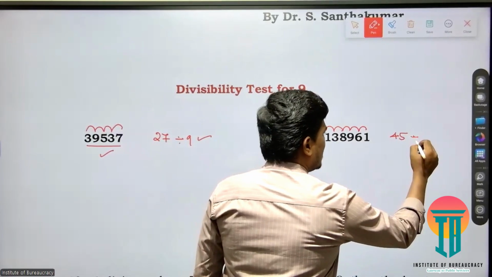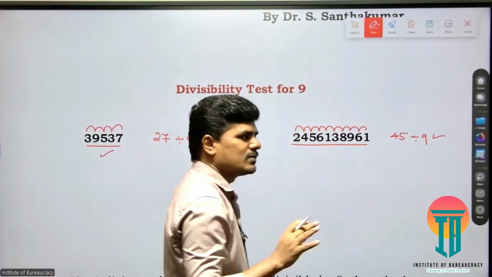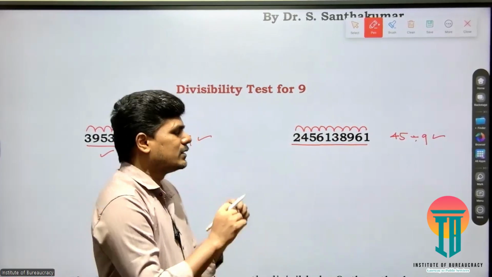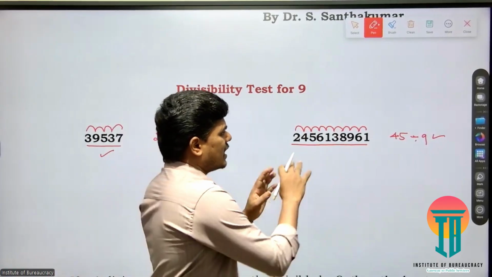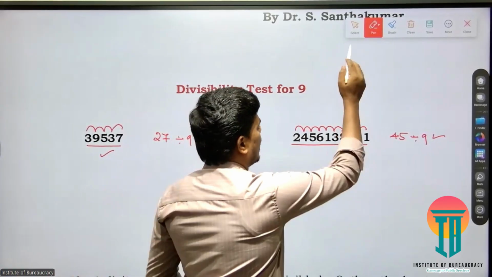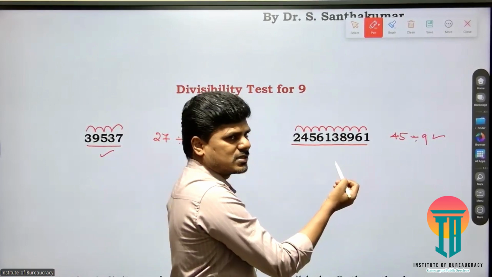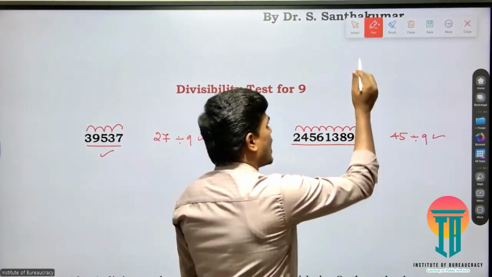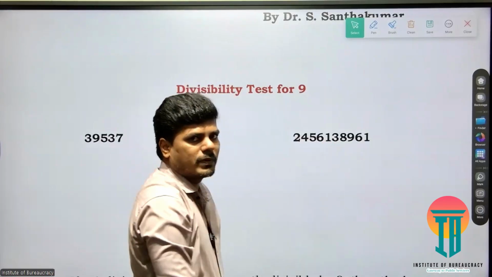45 is divisible by 9. Therefore, this entire number is divisible by 9. The sum of the digits is divisible by 9, so the given number is also divisible by 9. In this case, you can apply another concept also. Instead of adding all the numbers, if you feel that adding is difficult for you, there is another way you can answer whether the number is divisible by 9.